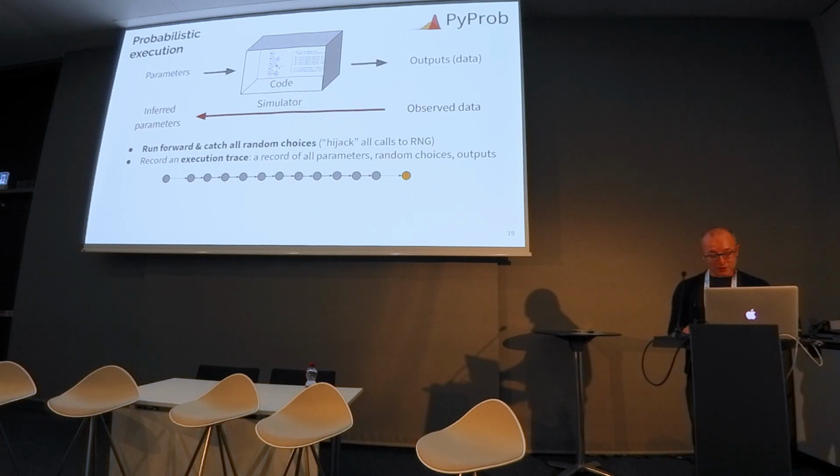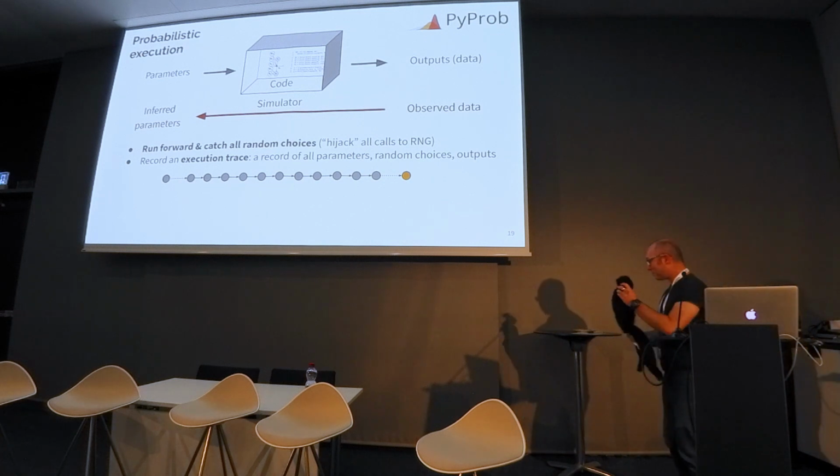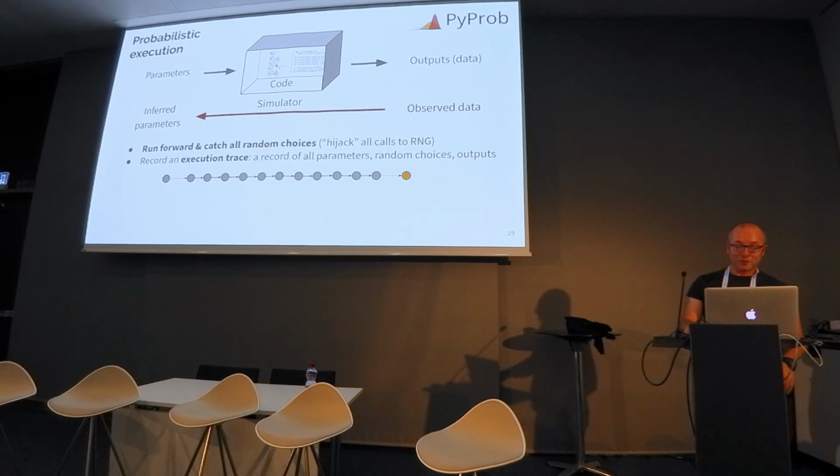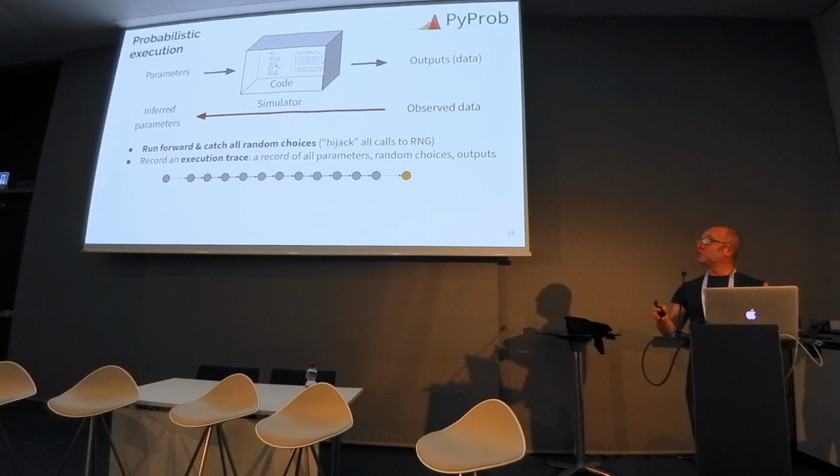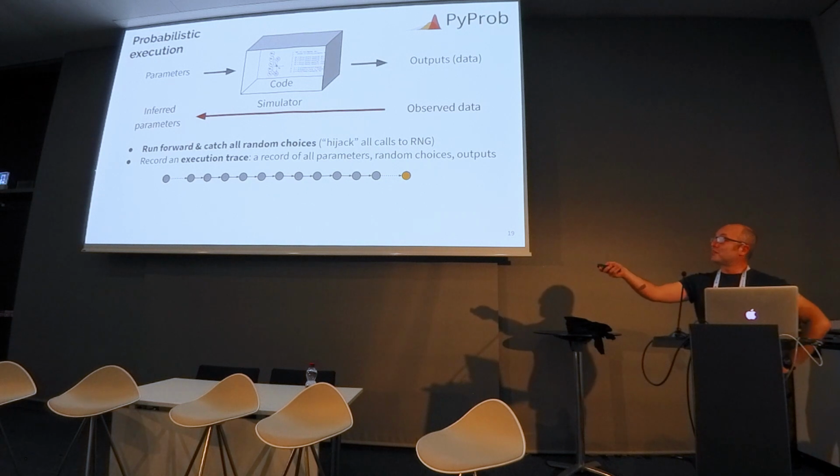What you do in probabilistic inference in this way is you run your simulator forward. Actually, it's the only thing you can do with the simulator. It runs forward. There aren't a lot of other options. So you have a way of running the simulator forward many times, and you catch all the random choices in the simulator. And these are recorded in an object called an execution trace.